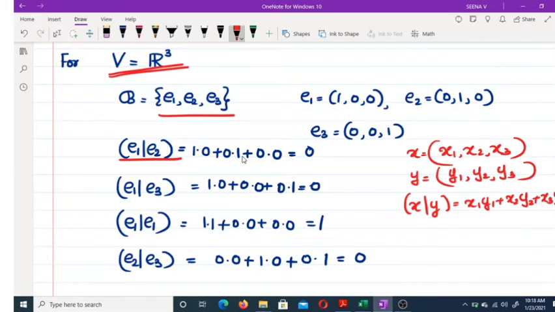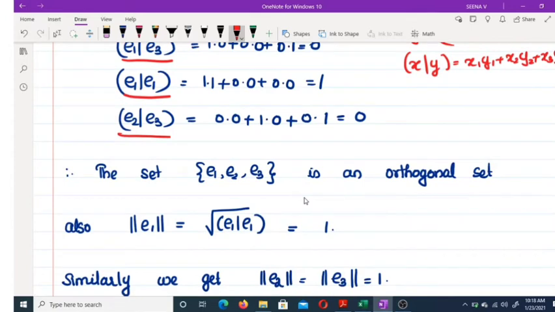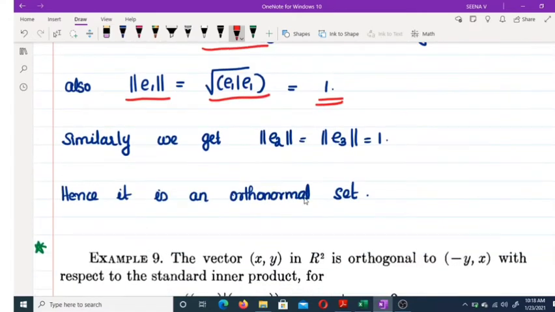So the inner product of E1, E2 equals 0. Here the inner product of E1, E3 equals 0. The inner product of E1, E1 is equal to 1. The inner product of E2, E3 equals 0. Now the set E1, E2, E3 is an orthogonal set. Also, norm of E1 is the square root of the inner product of E1, E1, which is equal to 1. Similarly, we can prove norm of E2 and norm of E3 equal 1. This implies that the set is an orthonormal set.